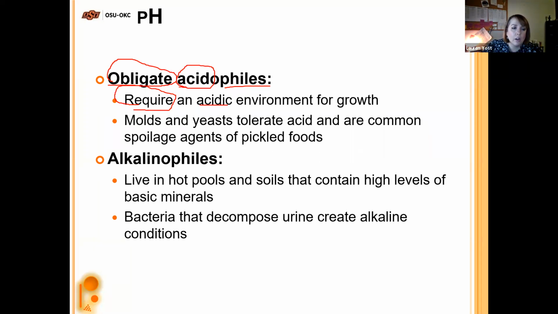This is not uncommon to think about if we were to talk about some of this in terms of foodstuffs and everything. That shouldn't be too surprising or weird, right? When you put it into a real life scenario, this stuff isn't that weird. So alkalinophiles. This is alkaline. Do you guys remember what that word means? It means high pH, right? Basic. So they like it to be high pH. So that's hot pools, soils with high levels of basic minerals, things that decompose urine and create alkaline conditions. I mean, that makes sense, I feel like.